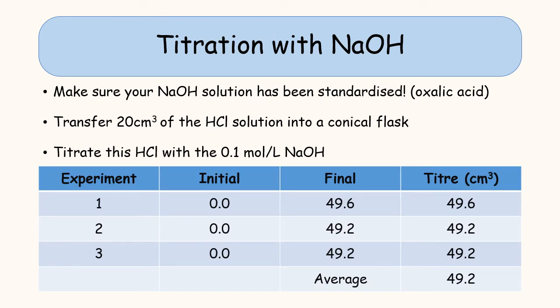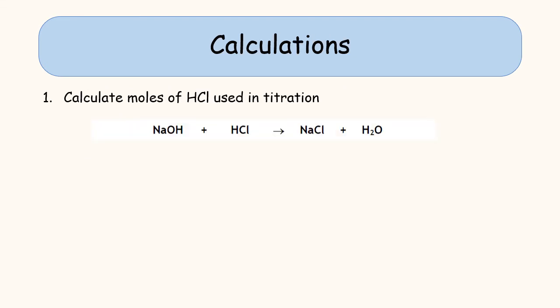Now again, remember, sodium hydroxide is not a primary standard, so it needs to have been standardized against oxalic acid. We're going to use 20 centimeters cubed of our hydrochloric acid in a conical flask, and we're going to do a titration with our sodium hydroxide solution, which we standardized and know is 0.1 mole per litre. We do the titration, we end up with an average titre of 49.2. We can then do our calculations.